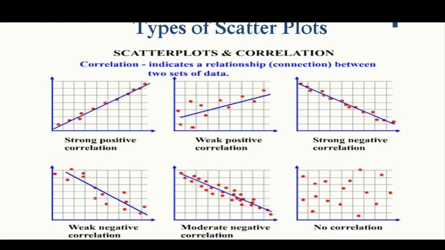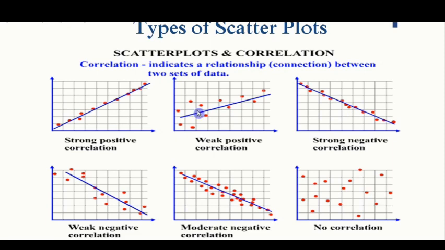Then what do we observe here? We observe that there is a kind of linear relationship between the two variables x and y. The two variables in this case are said to be strongly positively correlated.